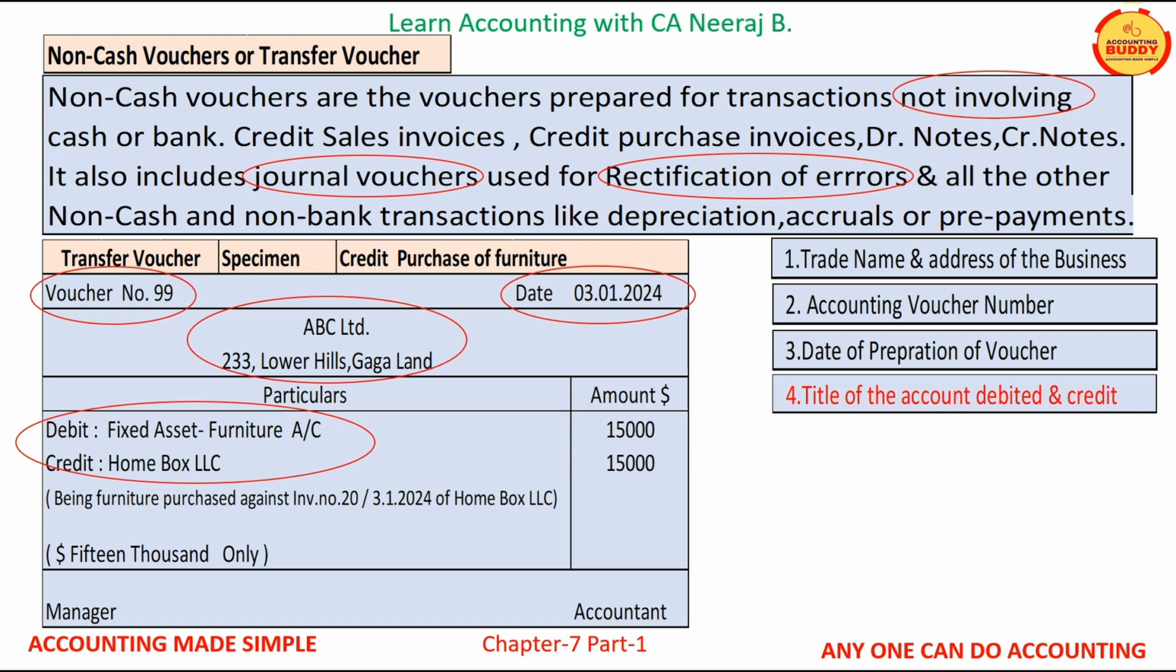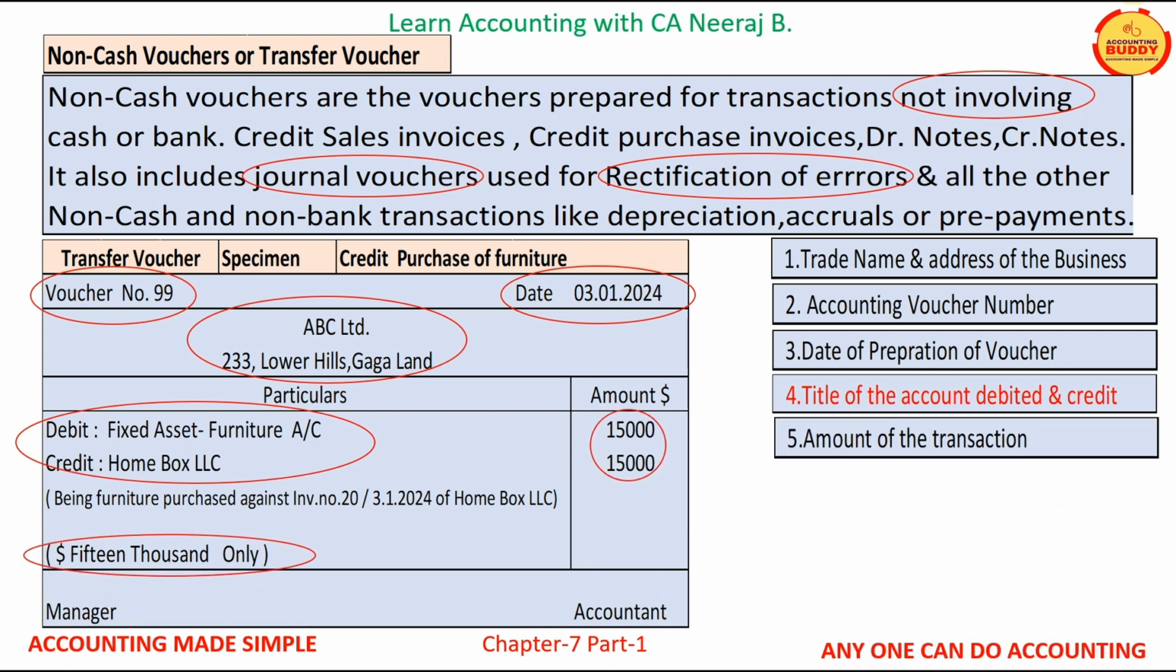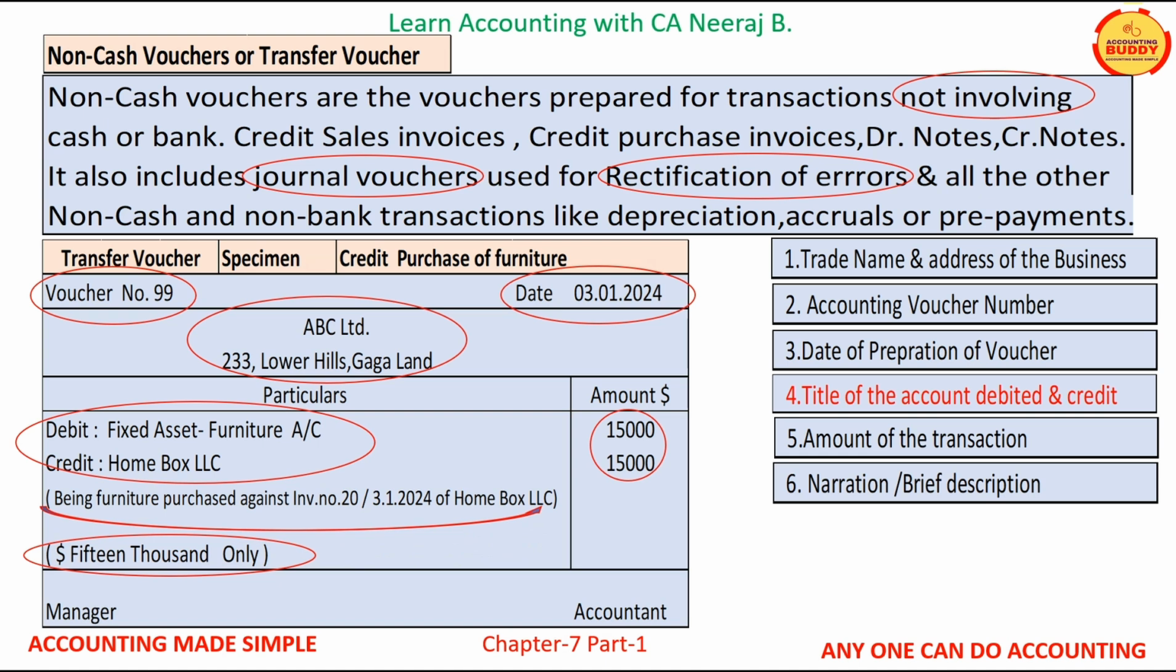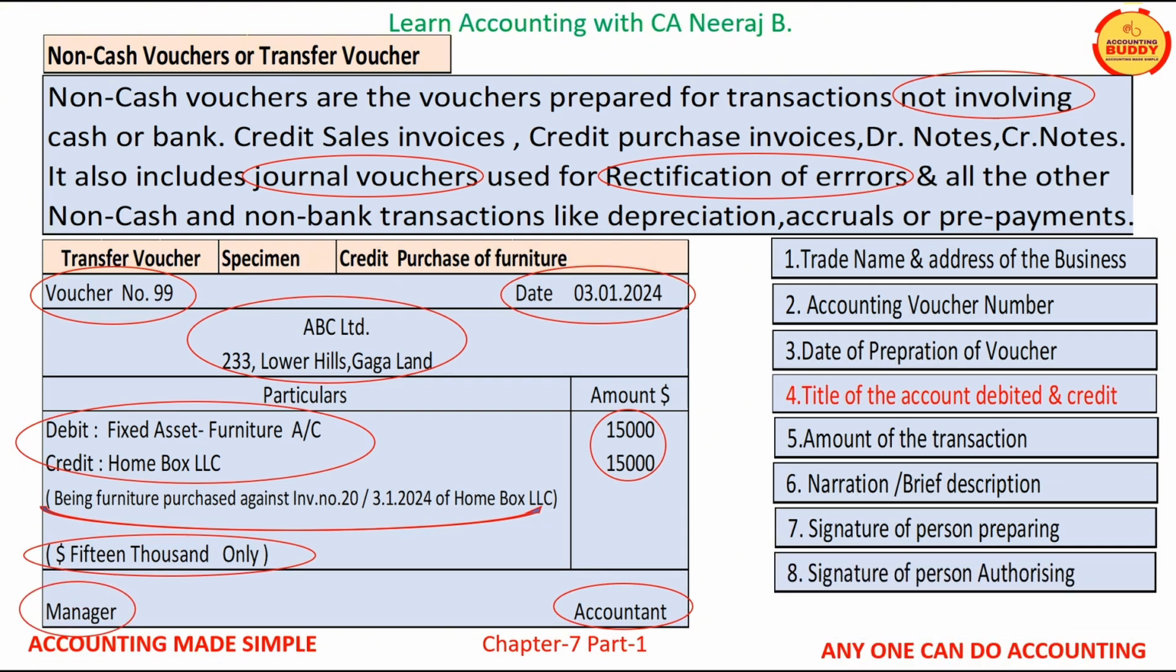The amount both in figures and words is mentioned on the transfer vouchers. Transfer vouchers also contain the details about the transaction in the form of a brief narration. Transfer voucher is signed by the accountant and is also signed by the manager of the business. The narration on the transfer voucher also contains the reference number of the supporting document related to the transaction.